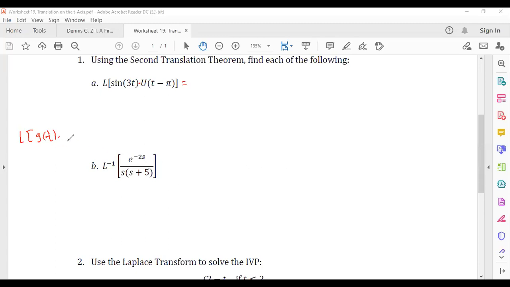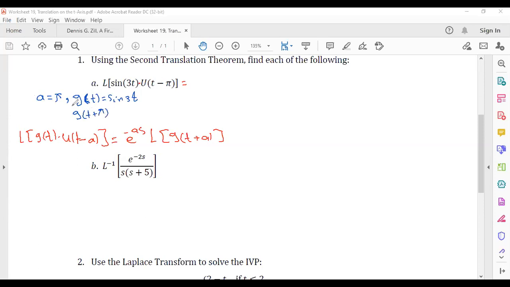Let me continue now. The Laplace transform of g(t) times the unit step of t minus a is given to be e to the negative as times the Laplace transform of g(t+a). In detail, if I need to do this problem, first of all, let me use the blue. Where is your a in the problem here? a equals pi. Where is your g? g(t) is sine 3t. Now I need you to tell me your g(t+a), plus pi, a or pi? Am I right? Plus pi.